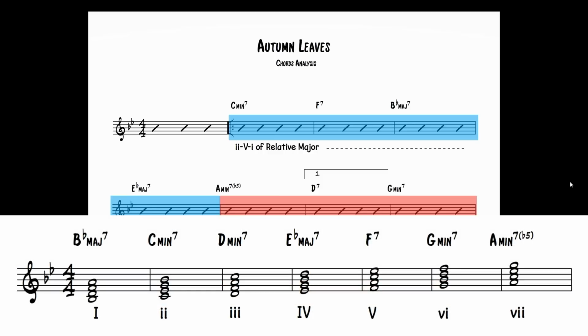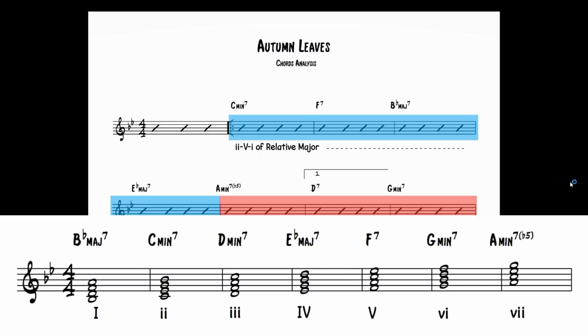B-flat major 7, C minor 7, D minor 7, E-flat major 7, F7, G minor 7, A half diminished, or A minor 7 flat 5, then we're back at B-flat major 7. So that's important for understanding the Roman numerals because we have 1, 2, 3, 4, 5, 6, 7, 1. And that's where we get the 2-5-1 from. C minor 7 is the 2 chord in B-flat major. F7 is the 5 chord, and B-flat major 7 is the 1 chord.